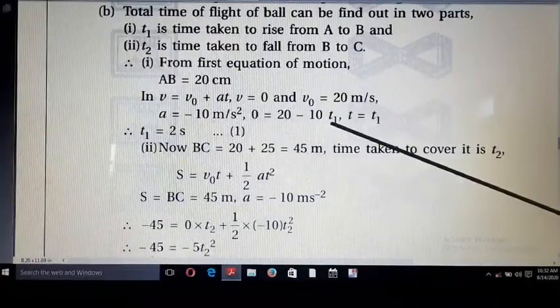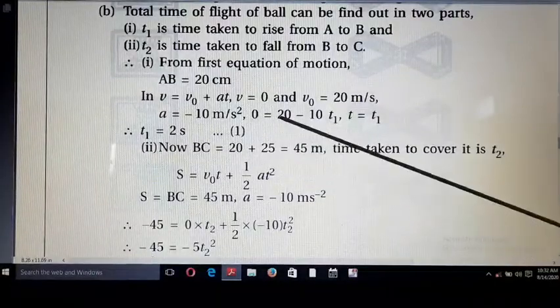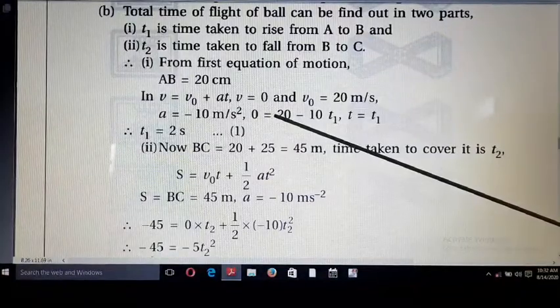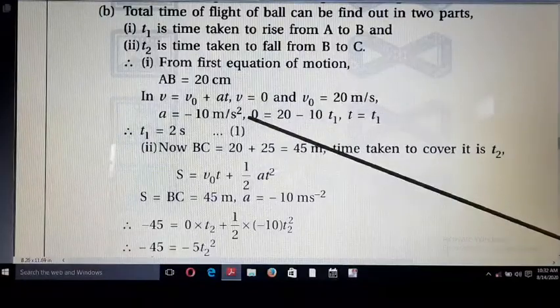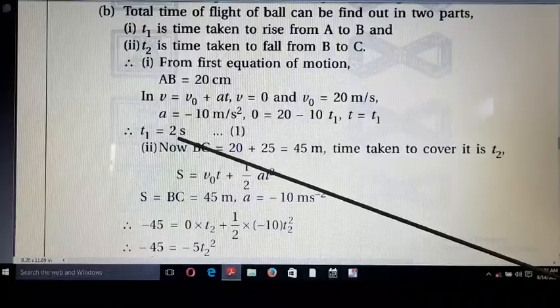So here we get T1 is equal to 2 seconds. Means minus 20 is moved, means plus 20 is moved to the left hand side. So minus 20 minus minus cancel. So T1 is equal to 2 seconds.